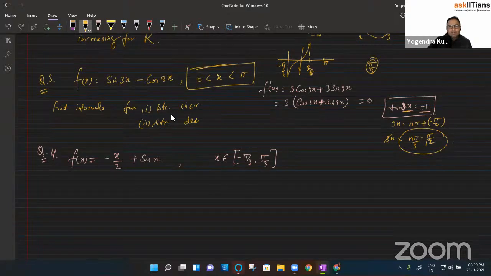Okay, I'm taking help of the graph. Otherwise, you can take the general value also, right? It is your choice. Correct. So 0 to pi by 6, is it becoming positive or not? 0 to pi by 6.